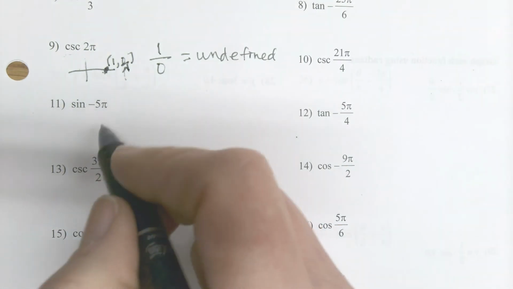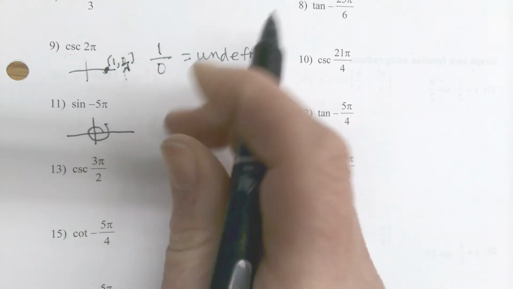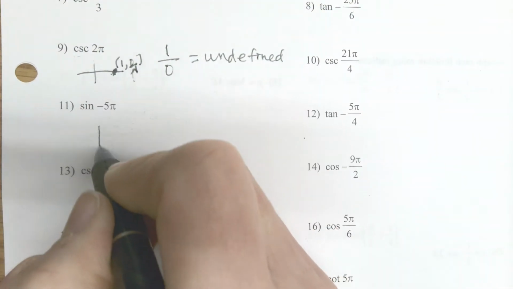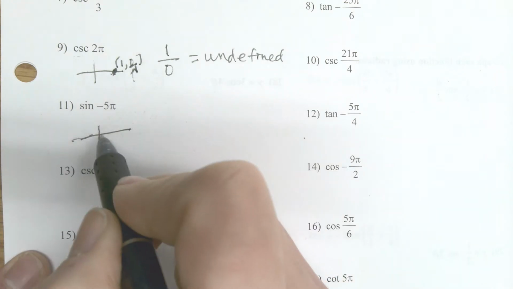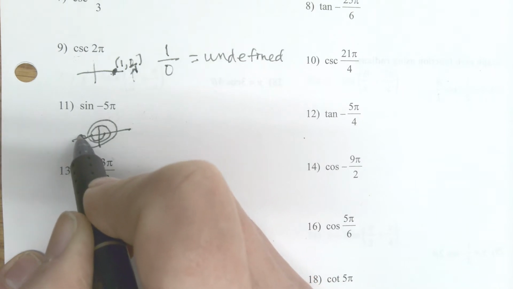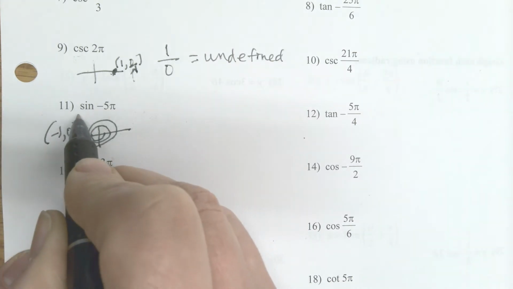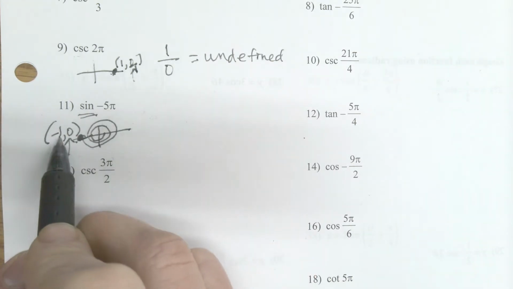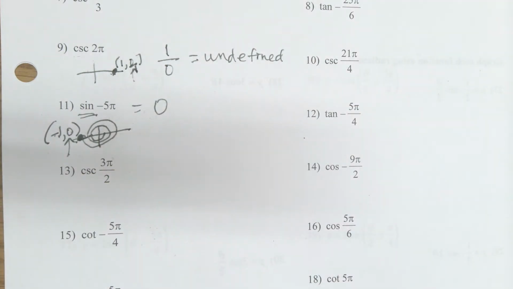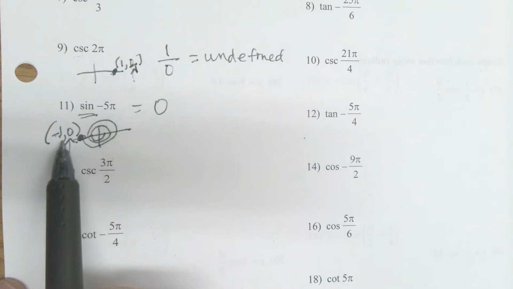Number 11, I started in the same way. That's 1, 2, oops, I should be going backwards because it's negative 5 pi, sorry. 1, 2, 3, 4, 5 backwards puts me on the axis on the other side. That's the point negative 1 comma 0, but this one I'm looking for sine. Sine is right there. Remember, it's cosine, sine, so my answer here is 0. Done. I don't have to do any flipping. I don't have to do any stacking. I don't have to do anything fancy.